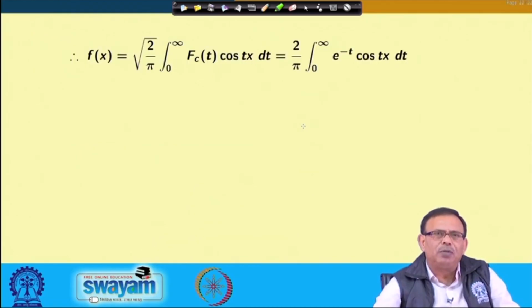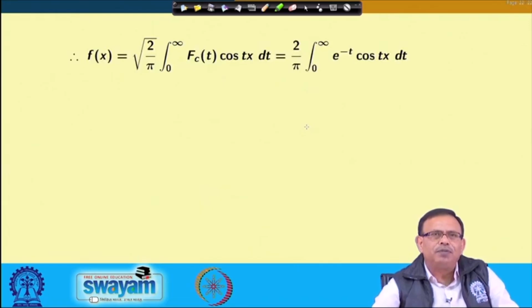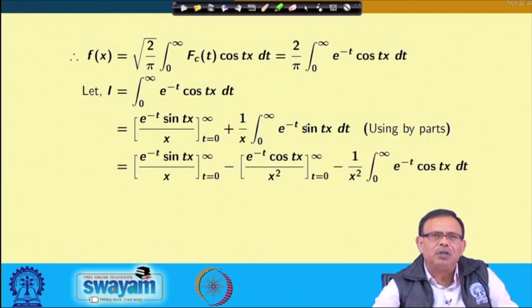So, f x is root over 2 by pi 0 to infinity Fourier cosine transform of x into cos of x t, and you know the value of the Fourier cosine transform of t is root over 2 by pi e power minus t. If I substitute the value of the Fourier cosine transform, I will obtain this integral. So the only thing remaining is to evaluate the integral. I am assuming I equals 0 to infinity, this is a standard one. So I am using integration by parts, and again on the second integral, again using integration by parts.